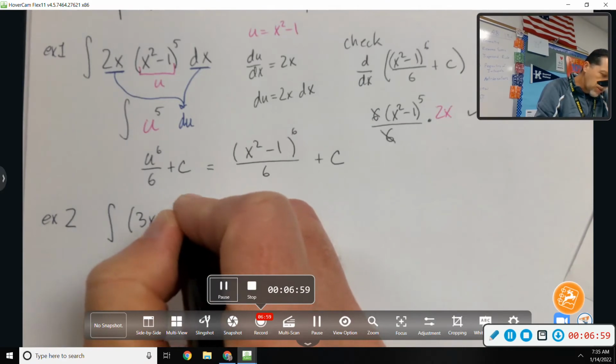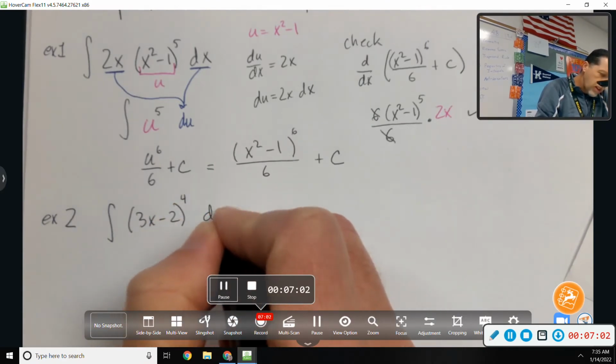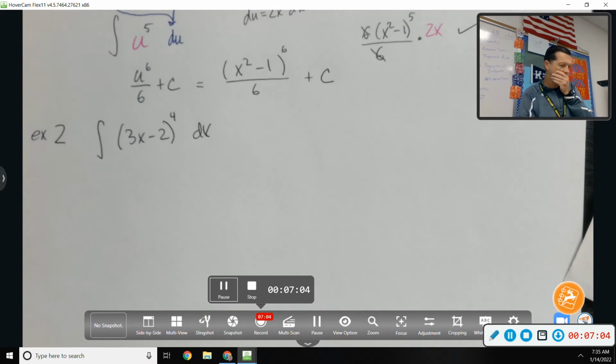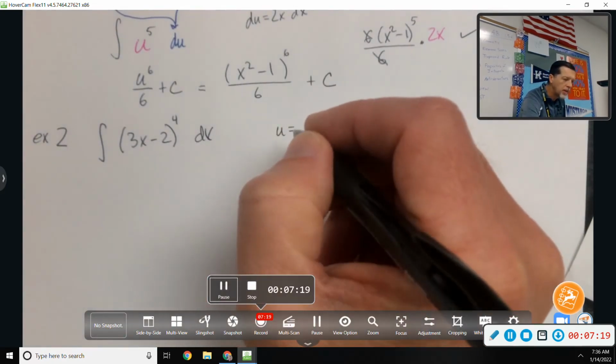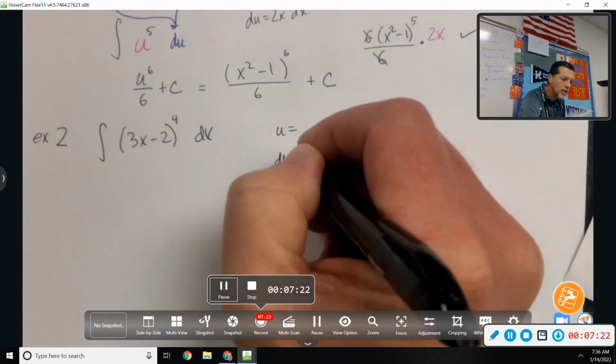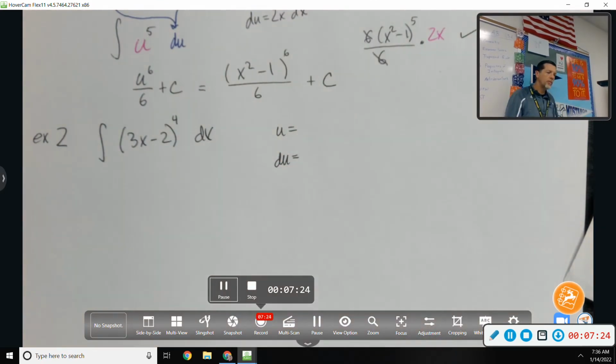Three x minus 2 to the fourth dx. Let's integrate that. Again, you could do algebra on that one, but I don't really want to force that out and have a mess on my hands. So instead, I want to let u be something so that du sort of shows up. This one's a little bit harder because it's not as obvious, I don't think, what u should be.